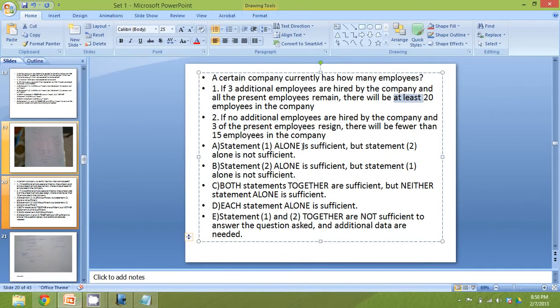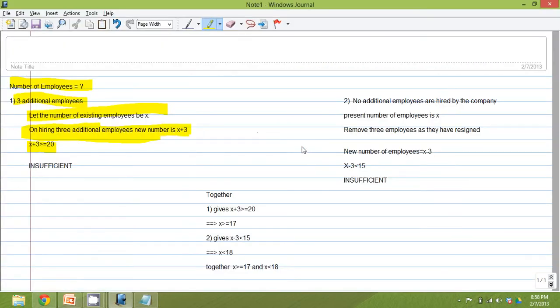It tells us that if no additional employees are hired by the company and 3 of the present employees resign, there will be fewer than 15 employees in the company. So what this tells us is no additional employees are hired and 3 of the present employees actually resign. This causes the number of employees to fall, and there will be less than 15 employees in the company.